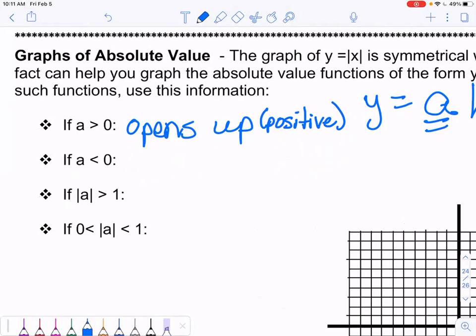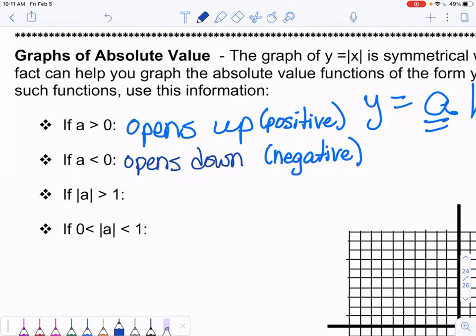When A is less than 0, it means negative. Nathan, what happens with the graph when the number in front is negative? Yeah, it reflects. We could say that it opens down. Reflect is a nice mathematical word, but we can say opens down as well. So if it's positive, it opens up. If it's negative, it opens down.